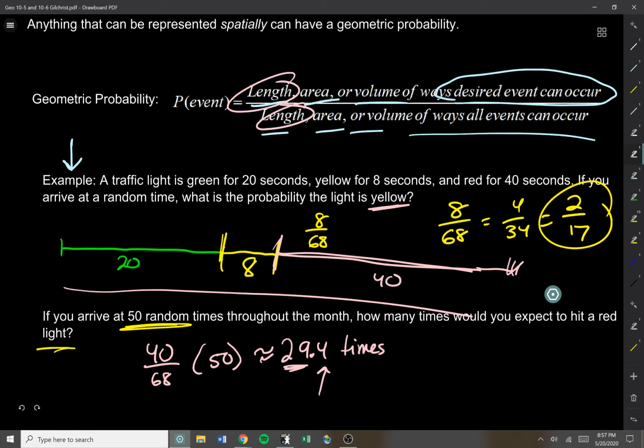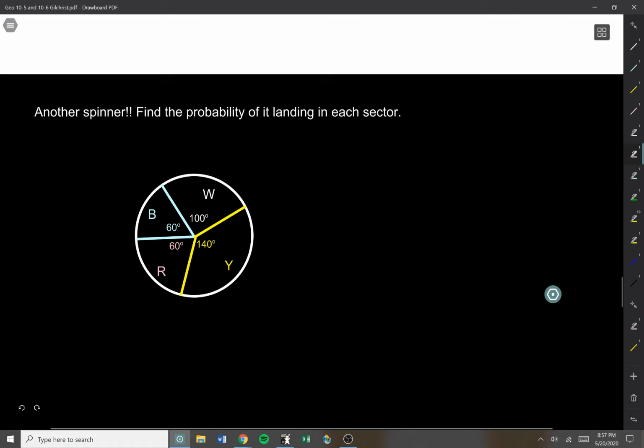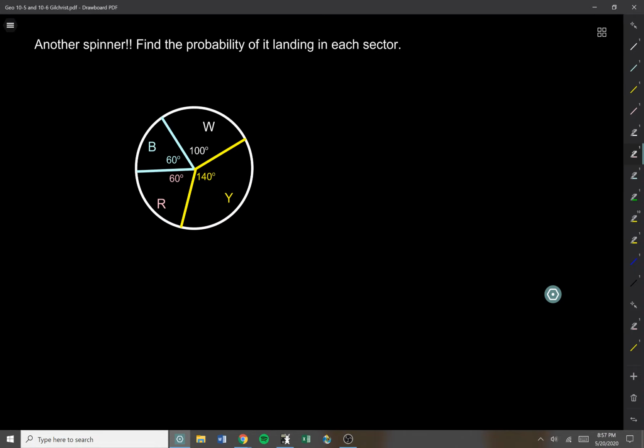Okay, that was doing it with lengths. We just divided lengths. Next we'll divide areas, although we don't actually need the areas here. Okay, so here's another spinner. We're going to find the probability of the spinner landing in any given section: white, blue, red, or yellow.